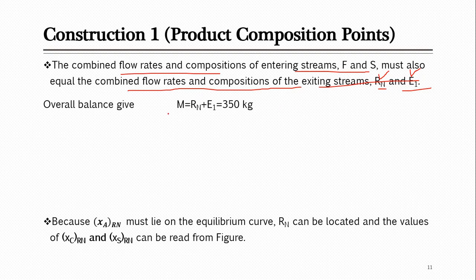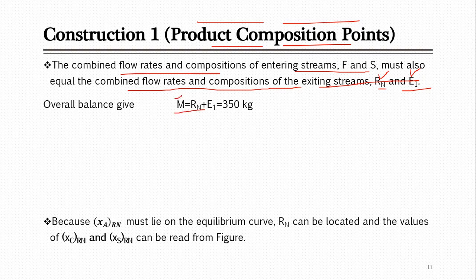So when you apply the overall balance on this system, because we are now looking for raffinate and extract, we have to locate them on the diagram, as well as look for their composition. Also we will be looking for their amount in this stage. In order to get that, you can apply the overall material balance first.